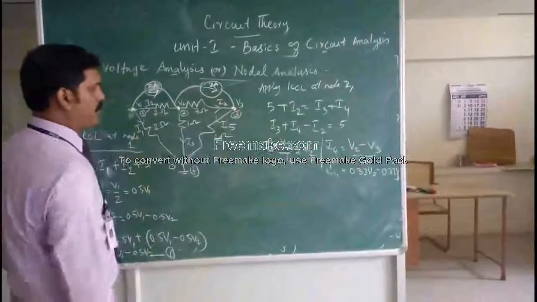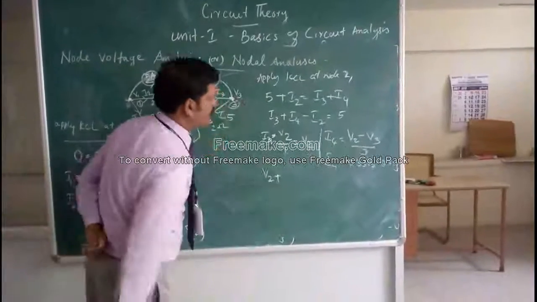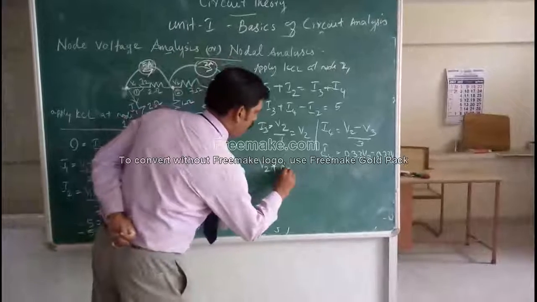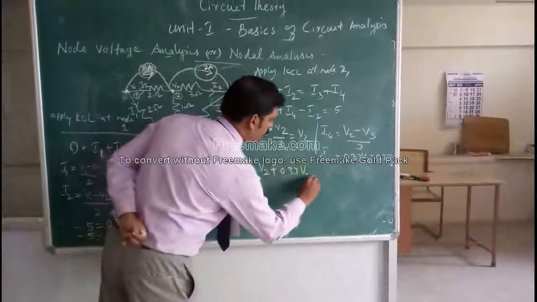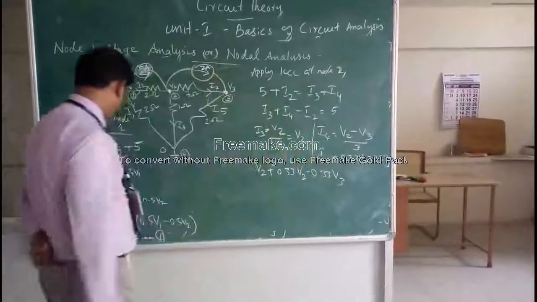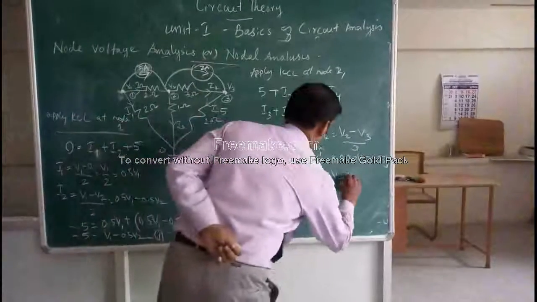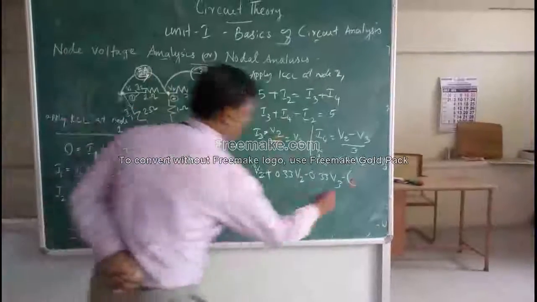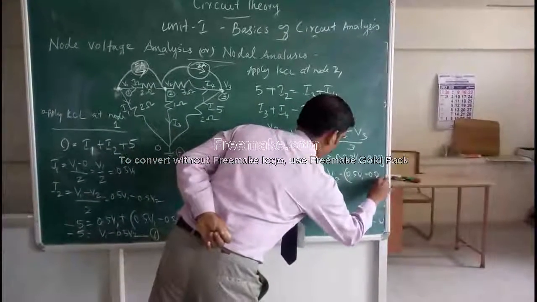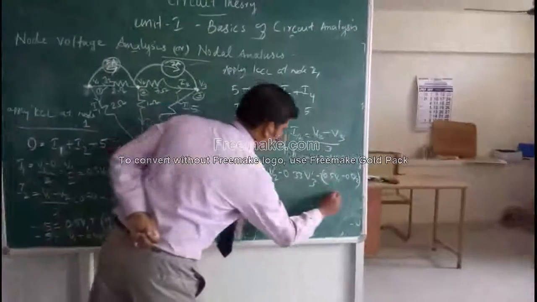So I can substitute this one on that side. So I3 is equal to V2 plus I4. I4 is 0.333 V2 minus 0.333 V3, and I2, all I have given, minus 0.5 V1 minus 0.5 V2. So now we can say it is equal to 5.